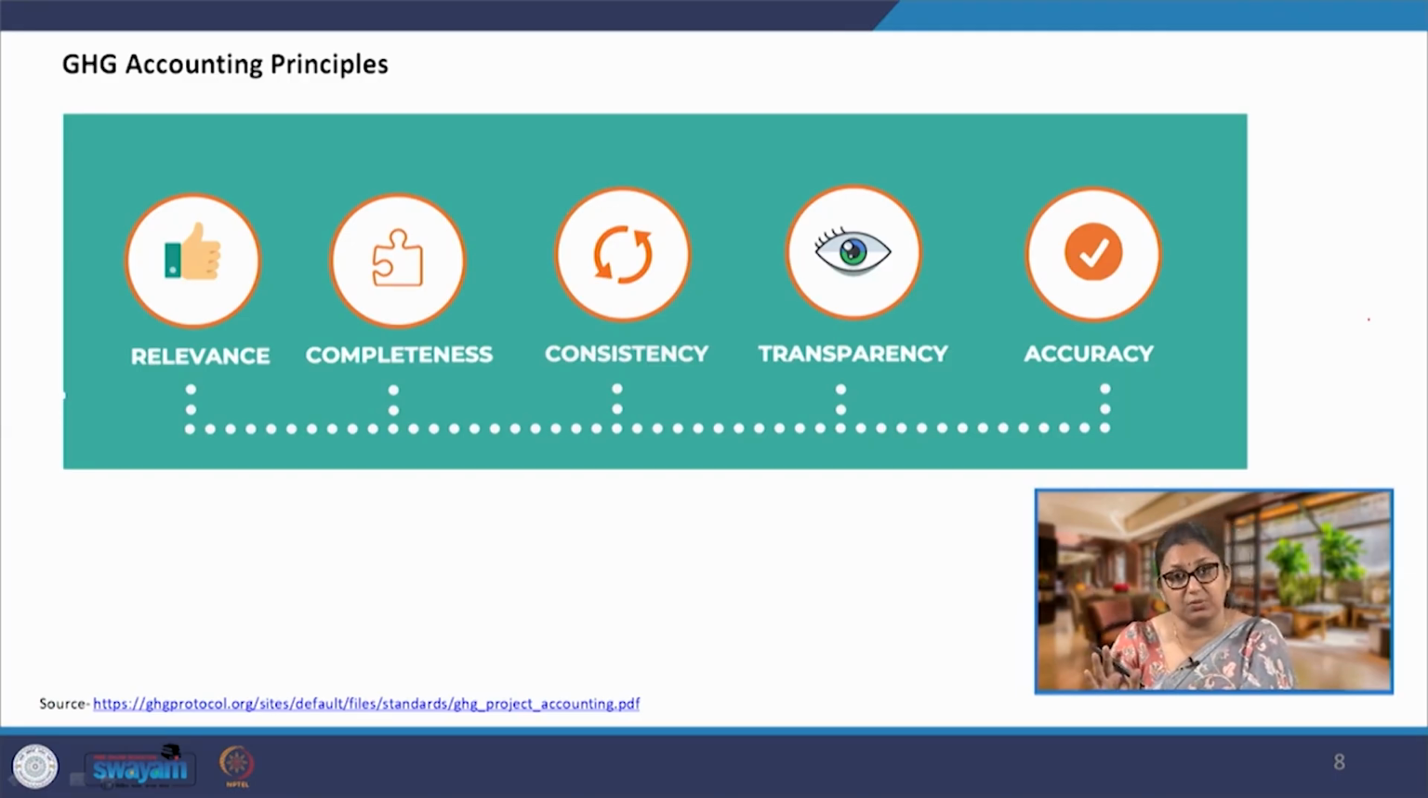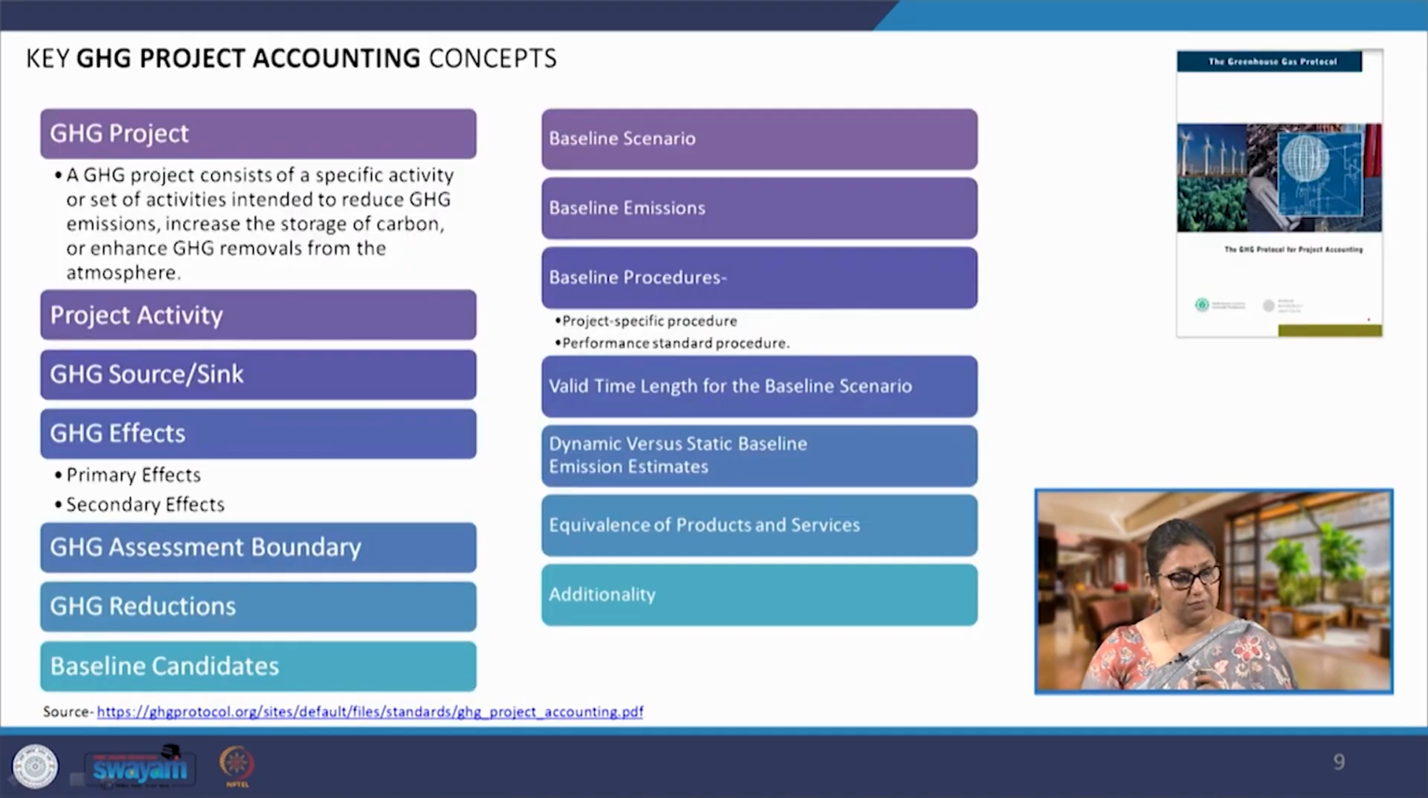It is a prerequisite, we cannot compromise on these. We cannot compromise on the relevance, completeness, consistency, transparency and accuracy. For GHG accounting and reporting to be successful, these 5 underlying principles have to be mandatorily followed. Now, coming to the key accounting concepts that are consistent throughout the use cases and different standards.